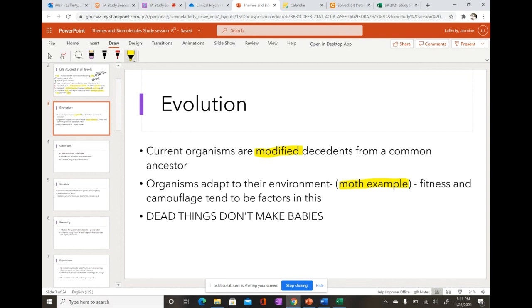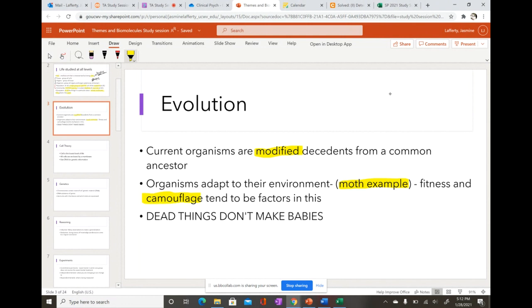Obviously, the more fit you are, or the more adapted to your environment, the better edge you have. This would be like taking a polar bear and putting it in the desert. It's not that adapted to that environment. It has thick fur and other things that are adaptive to the cold. But hypothetically, through evolution, after generations and generations, another species would be produced that was adapted to that environment. Fitness and camouflage tend to be a factor in this.